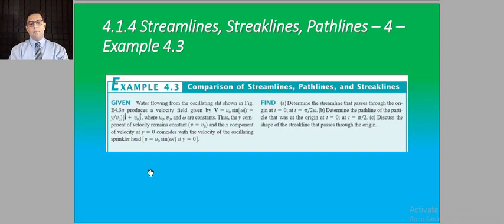So, in order to get a better concept and interpret it in a better way, I'm going to solve example 4.3 for you, which is about comparison of streamlines, path lines, and streak lines. I'm going to solve it with written text, so follow me. So guys, here we have example 4.3, about the comparison of streamlines, path lines, and streak lines from section 4.1 of chapter 4.